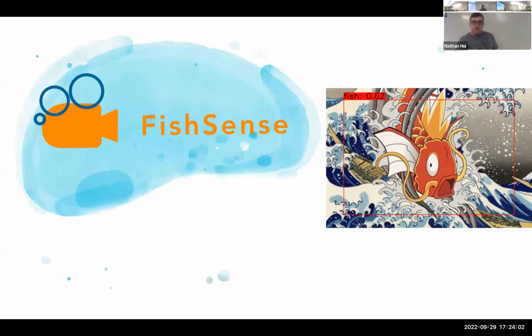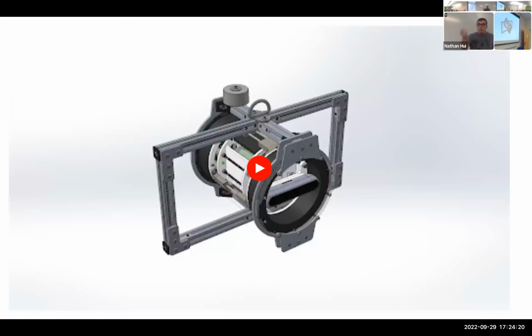Cool. So I'm also the lead of FishSense. FishSense here is an underwater camera that aims to be able to detect fish and calculate the length of fish. Right now, divers use laser calipers, or maybe just even holding a ruler up to them to try to be able to measure the fish. And as you can expect, accuracy is difficult.